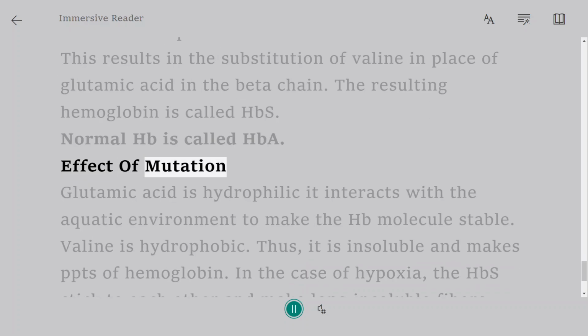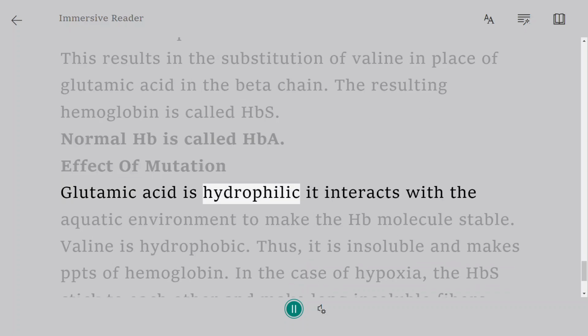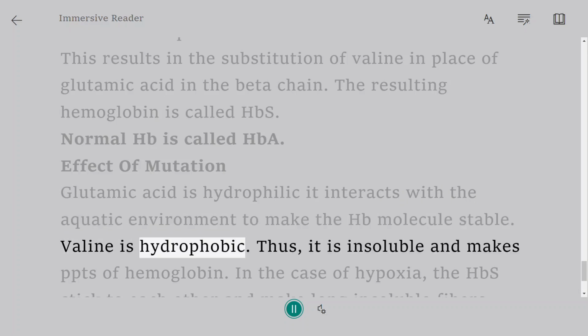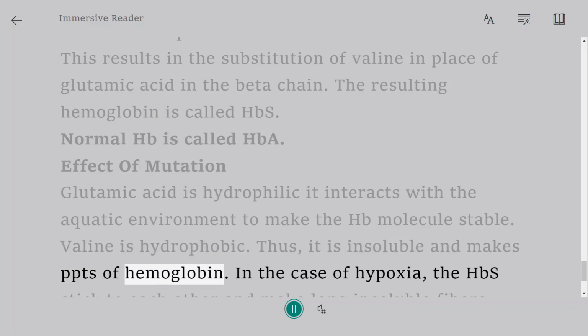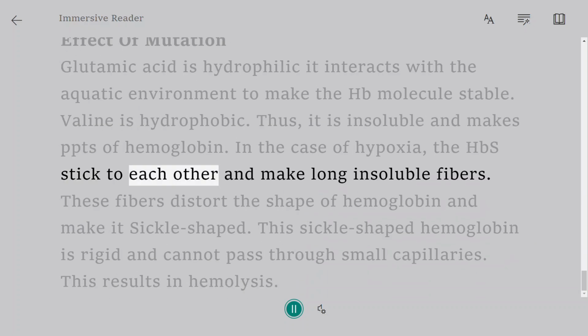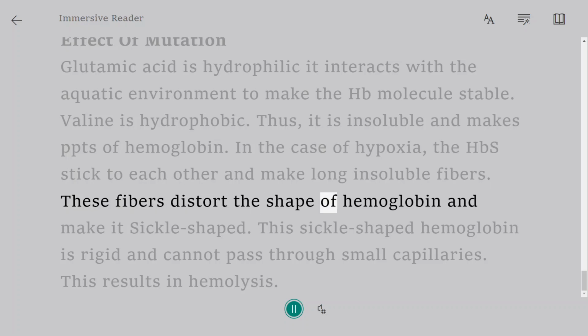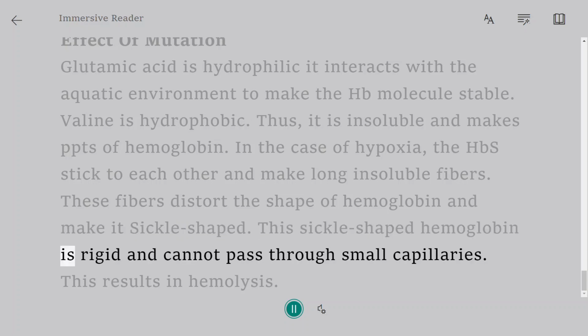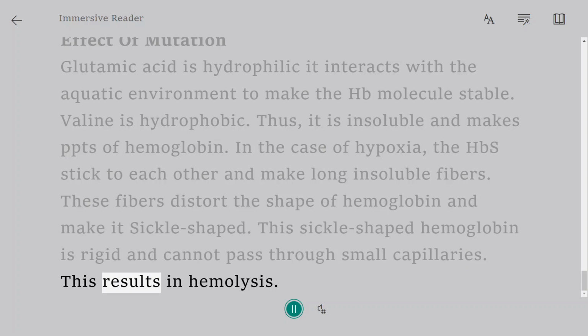Effect of mutation. Glutamic acid is hydrophilic. It interacts with the aquatic environment to make the Hb molecule stable. Valine is hydrophobic. Thus, it is insoluble and makes precipitates of hemoglobin. In the case of hypoxia, the HbS sticks to each other and makes long insoluble fibers. These fibers distort the shape of hemoglobin and make it sickle-shaped. This sickle-shaped hemoglobin is rigid and cannot pass through small capillaries. This results in hemolysis.